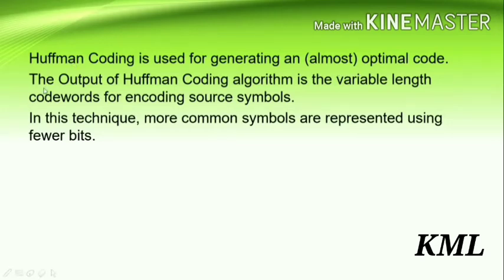The next point: the output of the Huffman coding algorithm is variable length code words for encoding source symbols. After applying Huffman coding, you get variable length code words. The third point: in this technique, more common symbols are represented using fewer bits. So the symbols that occur frequently are coded using fewer bits.